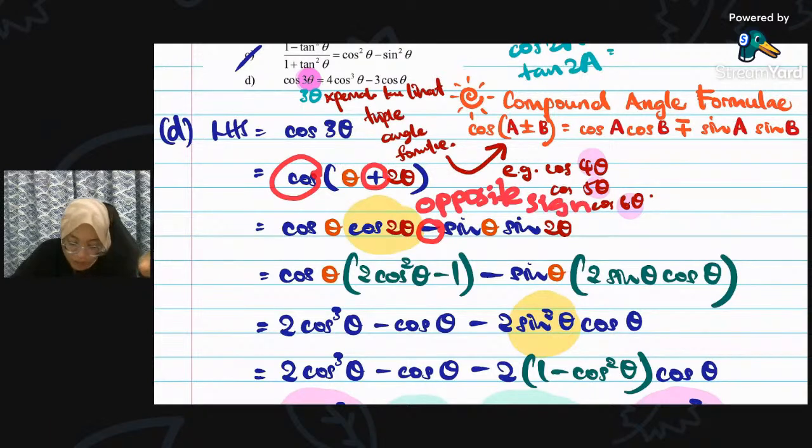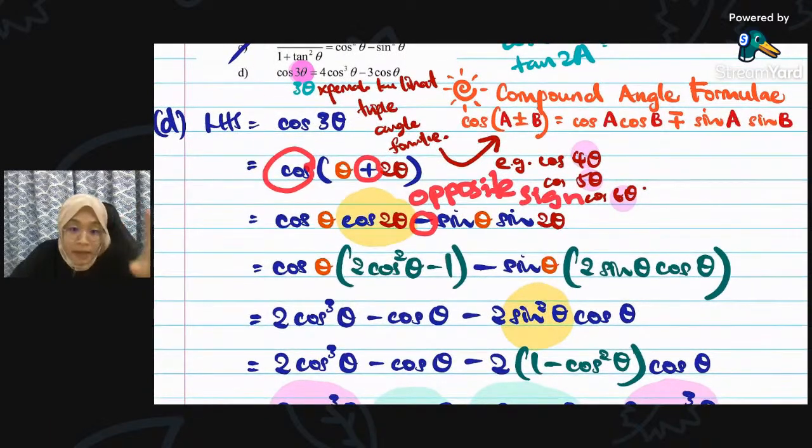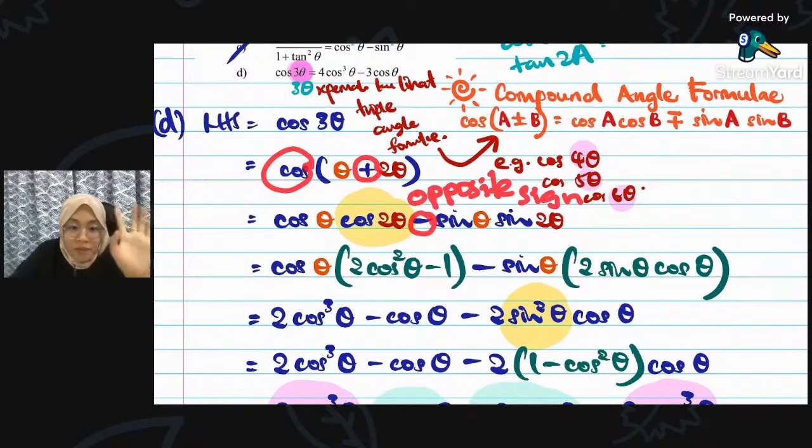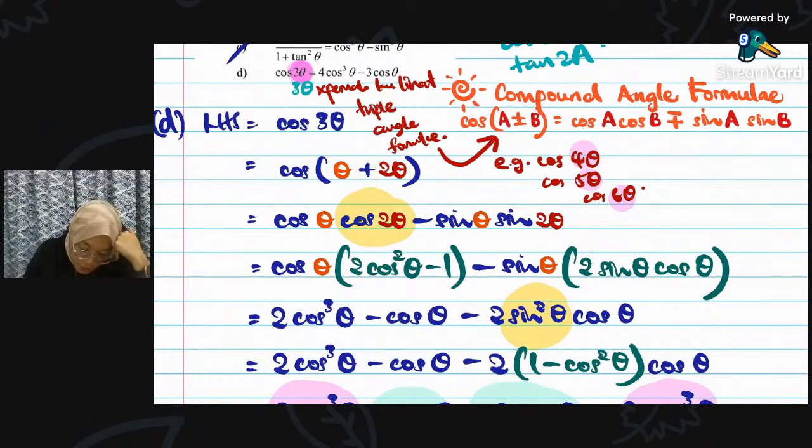Okay? Dia opposite. Dia tak boleh sama sign. Dia mesti opposite sign. Remember that. And then I change here my cos theta. Tadi effect lah. Cos theta biarkan je. Okay. Kenapa saya tak usik dia? Sebab dekat sini memang theta je. Bukannya theta over 2 ataupun 3 theta. Tak ada kan. Dia single theta.